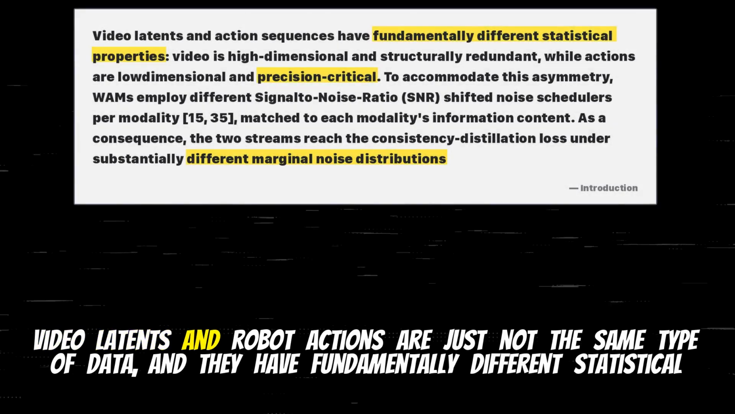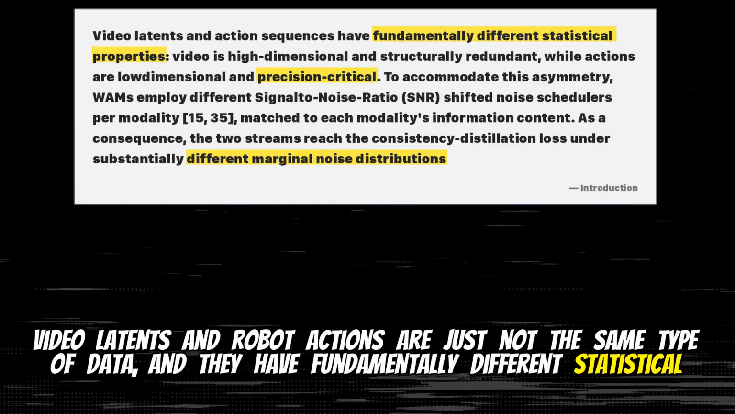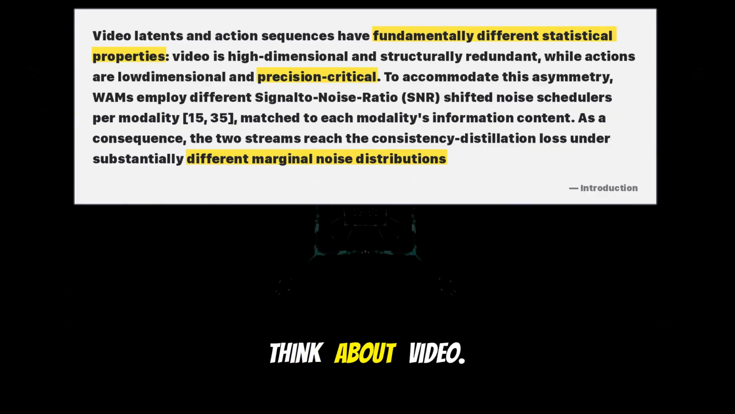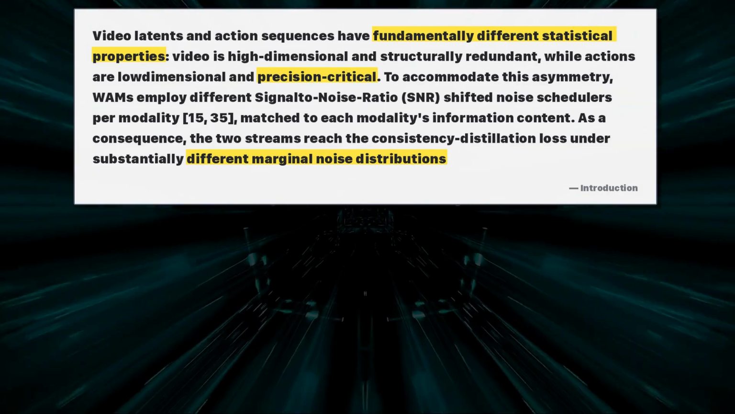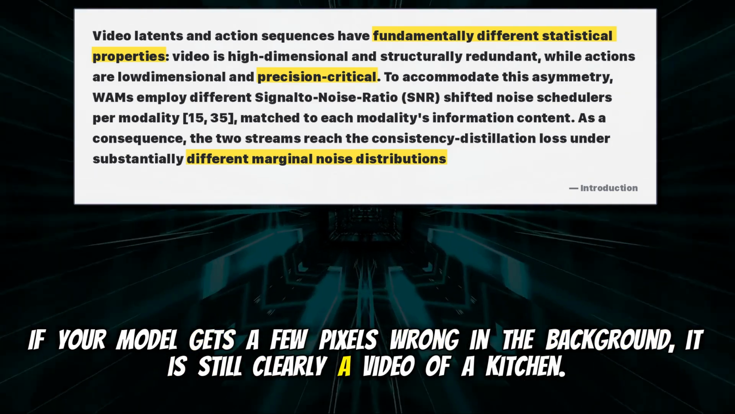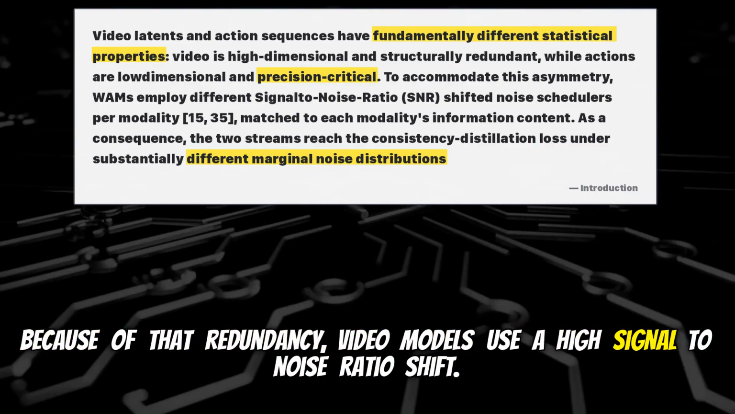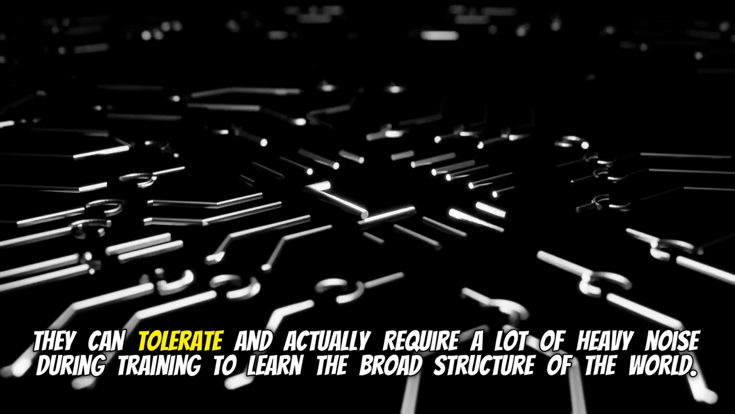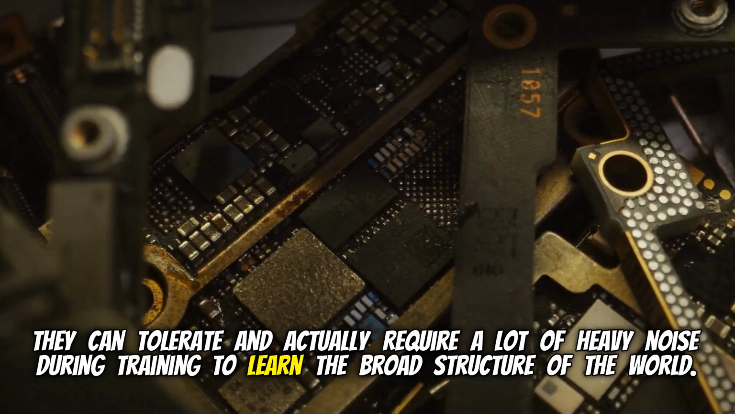So what actually broke here? The technical diagnosis comes down to asymmetric noise schedules. Video latents and robot actions are just not the same type of data, and they have fundamentally different statistical properties. Right, they aren't equivalent. Think about video. It is incredibly high-dimensional and has a massive amount of structural redundancy. If your model gets a few pixels wrong in the background, it is still clearly a video of a kitchen. Because of that redundancy, video models use a high signal-to-noise ratio shift.